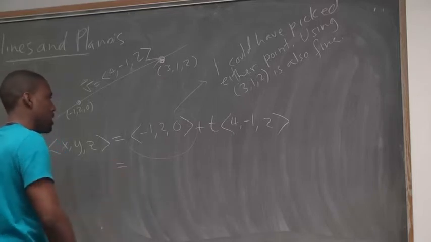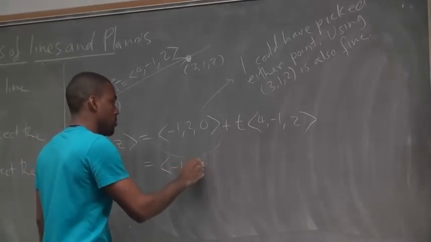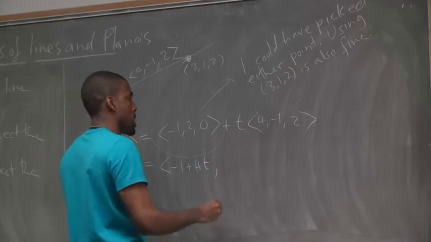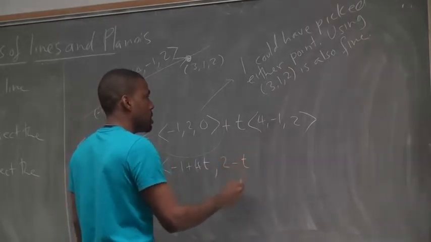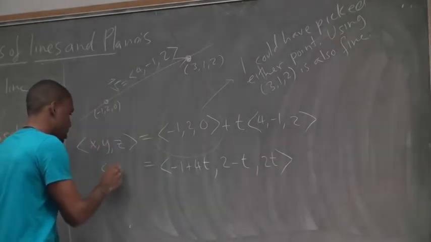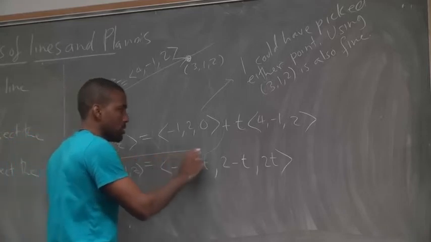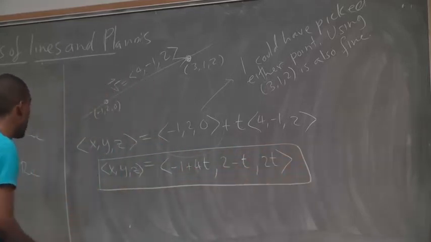All right, which I can write the general form here. -1 plus 4t, 2 minus t, and then 2t. They never ask for a specific form, so I figure I'll leave it in the vector form. Say that's my line, and that's part A.